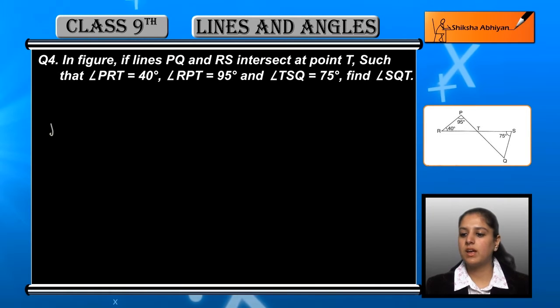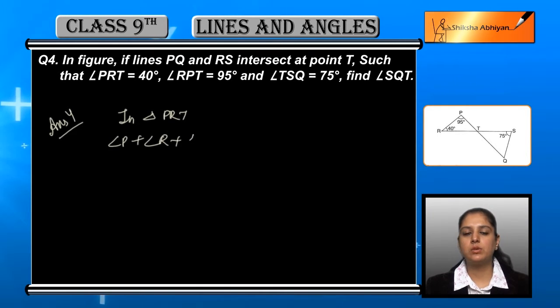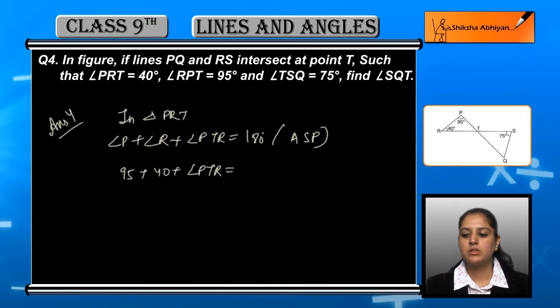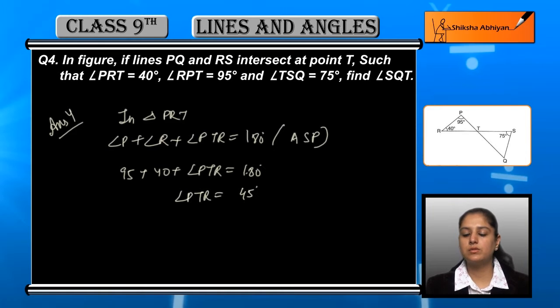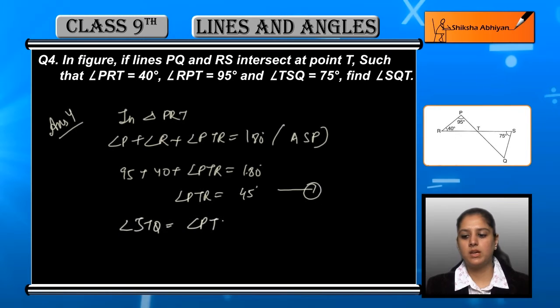So first of all, in triangle PRT, अब PRT ट्राइंगल के अंदर एंगल P प्लस एंगल R प्लस एंगल PTR is equal to 180. So this is because of the angle sum property of a triangle. 95 plus 40 plus angle PTR is equal to 180. So PTR is equal to 180 minus 95 minus 40 degree, that is 45 degree. ये होगी इक्वेशन नंबर 1. So first angle हमने निकाल लिया.